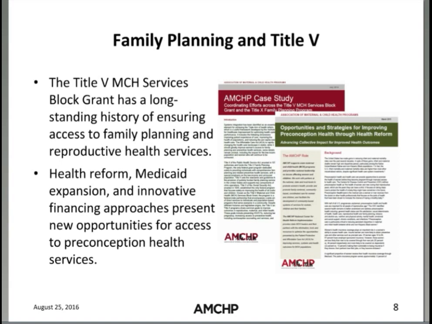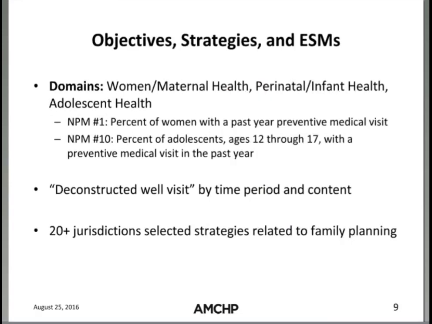The Title V block grant has a long history of ensuring access to family planning and reproductive health services. Together with complementary programs, Title V funding enables continuity of care, and MCH specifically focus on activities related to family planning based on the priority needs identified from their Title V needs assessment conducted for the previous annual report and application. These activities are spread across the block grant domains of women's and maternal health, perinatal and infant health, and adolescent health. In most cases, though, they relate mostly to two national performance measures in particular.